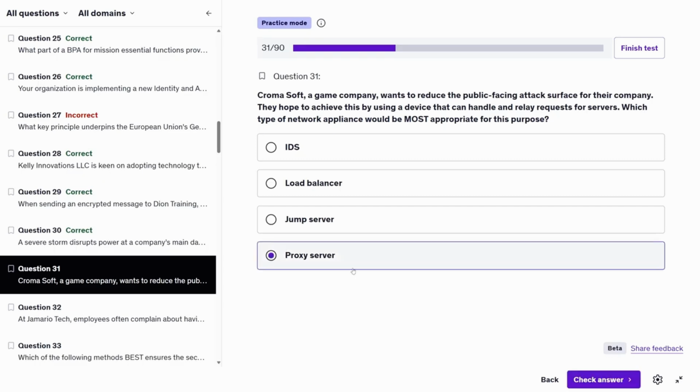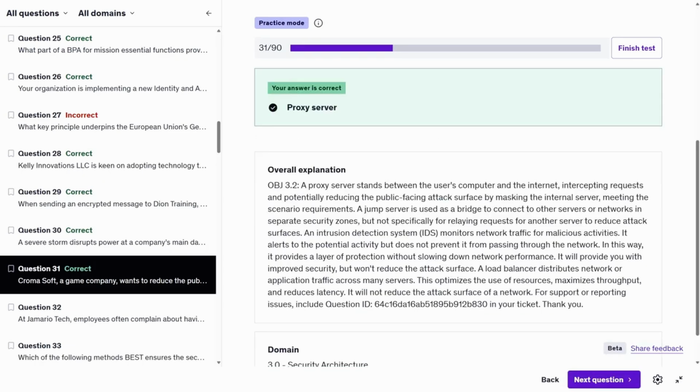The correct answer would be D, a proxy server. A proxy server stands between the user's computer and the internet, intercepting requests and potentially reducing the public-facing attack surface by masking the internal server, meeting the scenario requirements. A jump server is a server used as a bridge to connect to other servers or networks in separate security zones, but not specifically for relaying requests for another server to reduce attack surfaces.